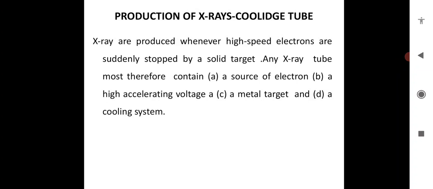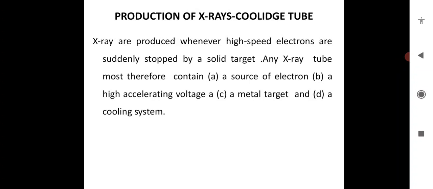X-rays can be produced with the help of a Coolidge tube. X-rays are produced whenever high-speed electrons are suddenly stopped by a solid target. Any X-ray tube must contain a source of electrons, a high accelerating voltage, a metal target, and a cooling system.